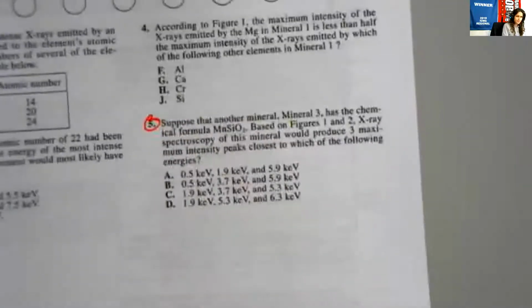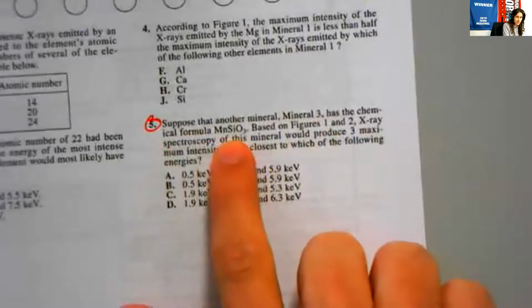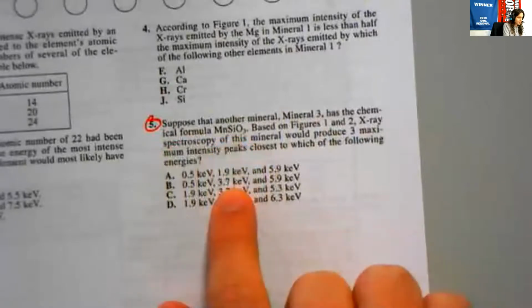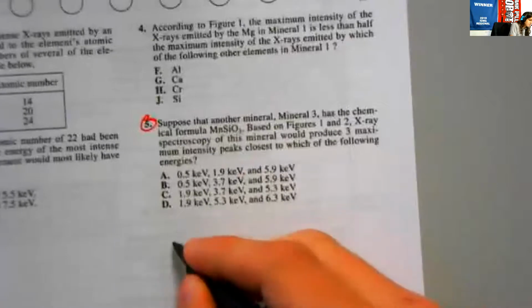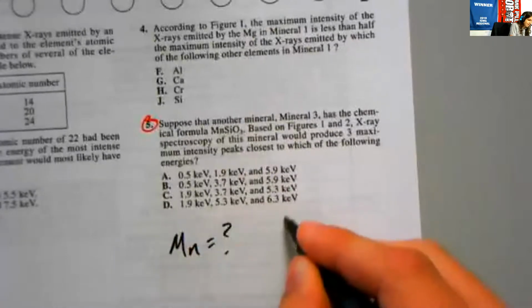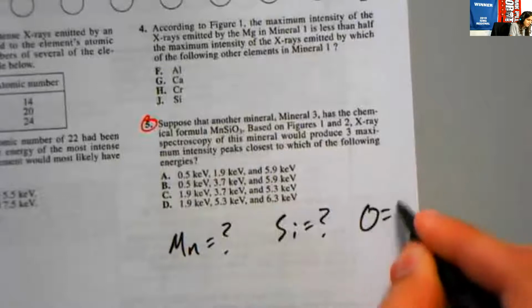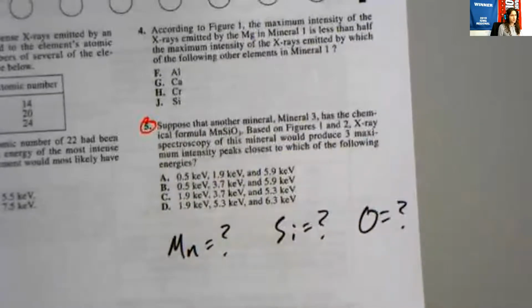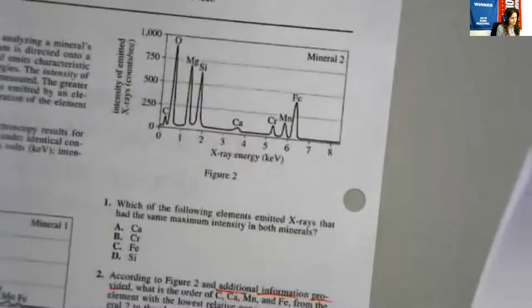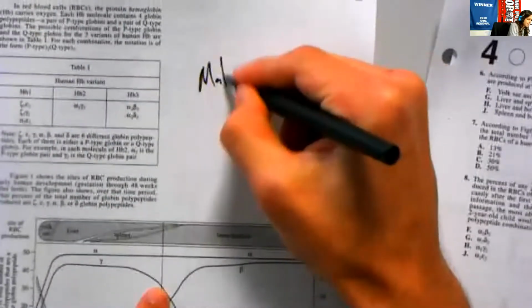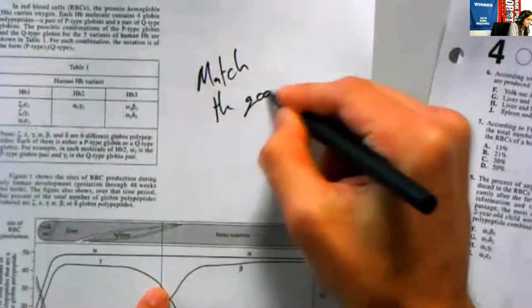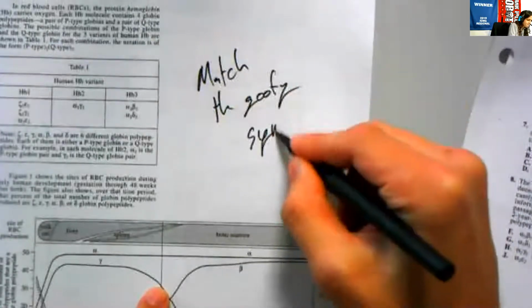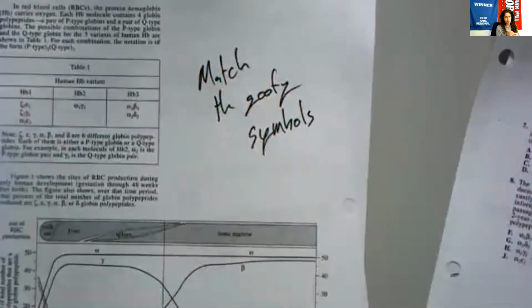Mostly number 5. Mineral. Suppose that another mineral has the chemical formula MnSiO3. Where would those intensities be? I would encourage you to look up MnSiO3. You don't have to make anything up for that one. It gives you the information. I strongly encourage you to look at that. Middle one. You got a bunch of goofy symbols. Match the goofy symbols. You don't have to know what they mean, but you got to be able to find them.